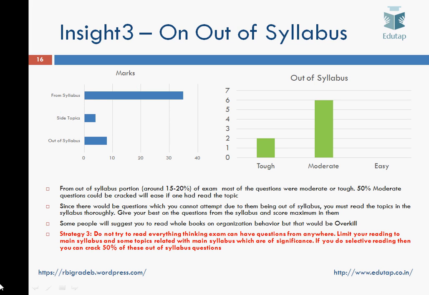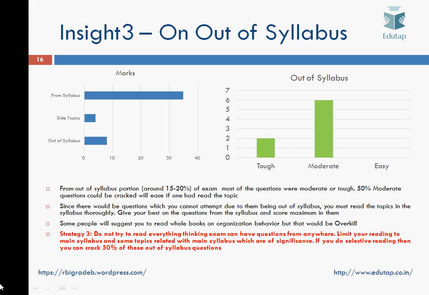From the out of syllabus portion, you can see on the graph on the left hand side that there was almost 8 marks worth of questions from the out of syllabus part, and on the right hand side there is a graph which further divides those 8 marks into tough or moderate level difficulty. You can see that 2 marks worth of the paper from these out of syllabus questions were tough and the rest was moderate, and even among this moderate 6 marks, 50% of questions could have been cracked with ease if one had read those topics.